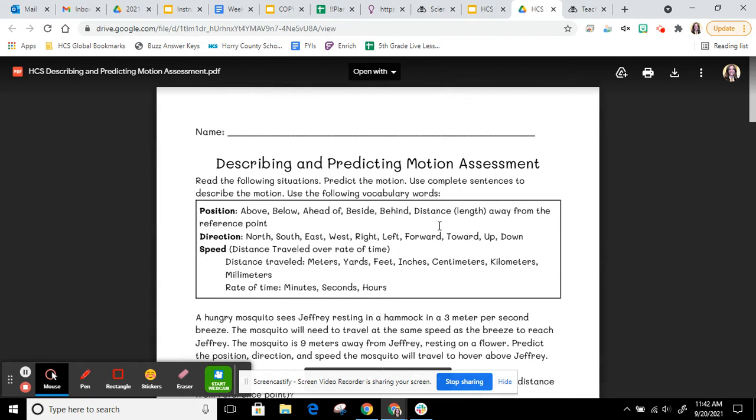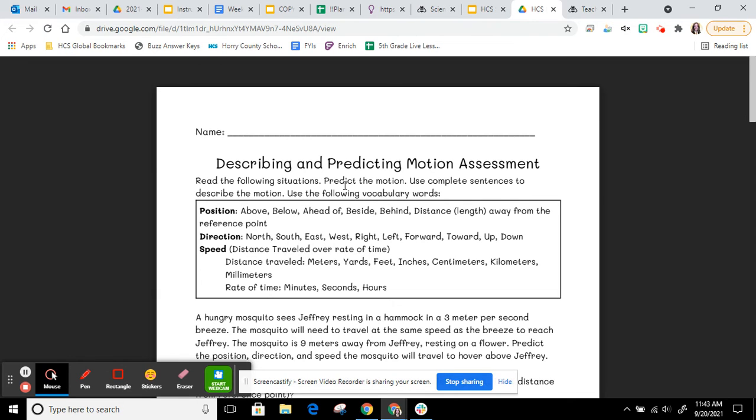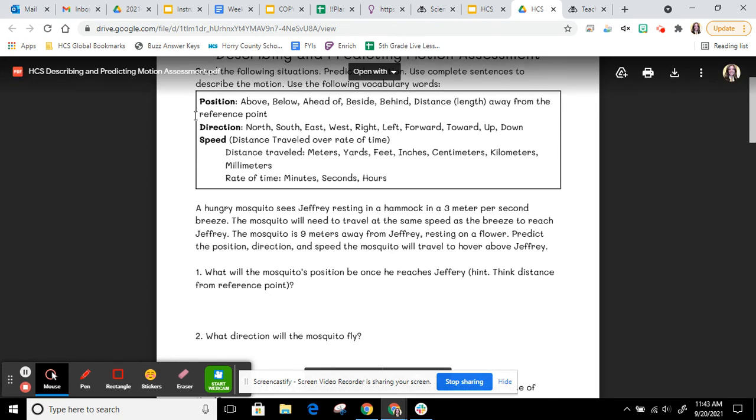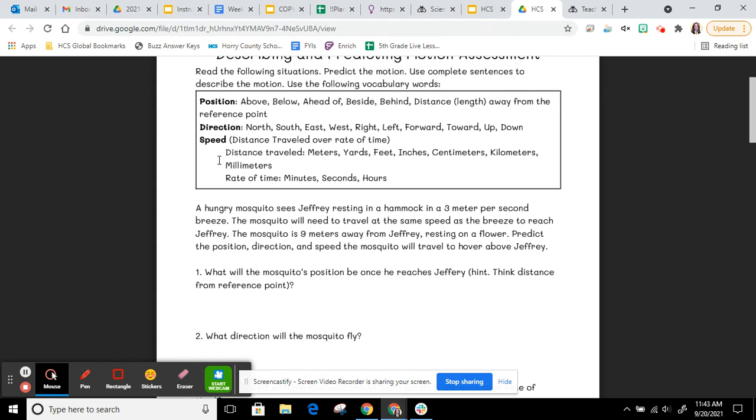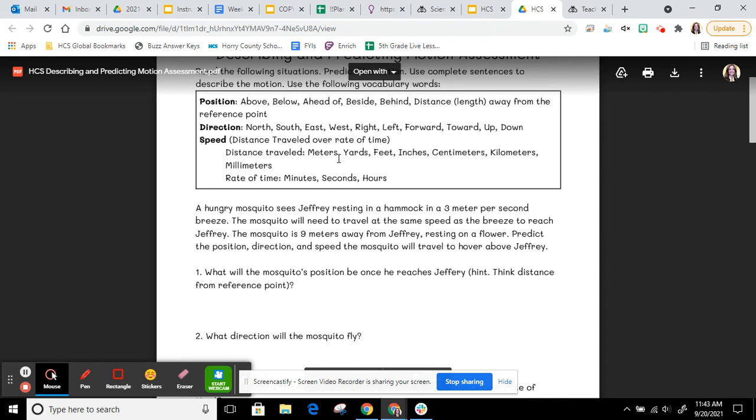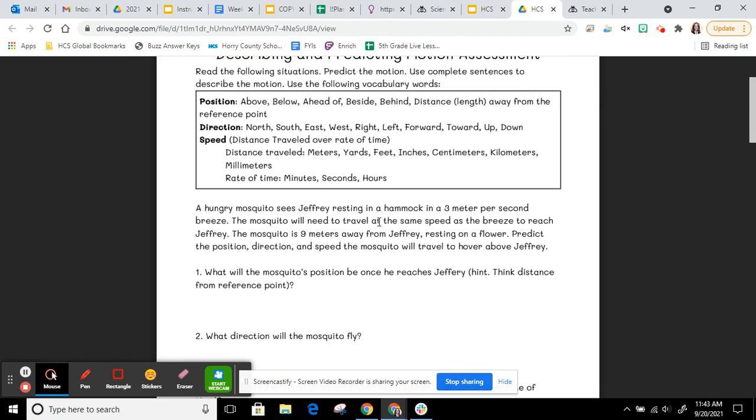And this is where you're going to have a few different scenarios that you're going to answer questions on. So it says, read the following situations, predict the motion, use complete sentences to describe the motion, use the following vocabulary words. So it has the vocabulary words that are in the lessons right here in the box. Words for position, words for direction, and words for speed. Remember, speed can be broken up into distance traveled and rate of time.